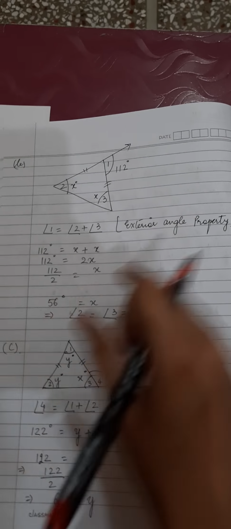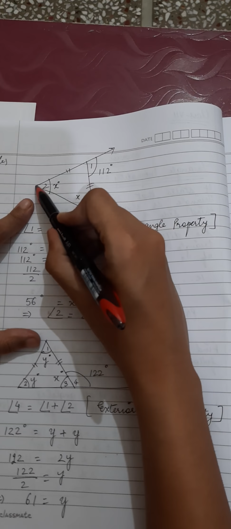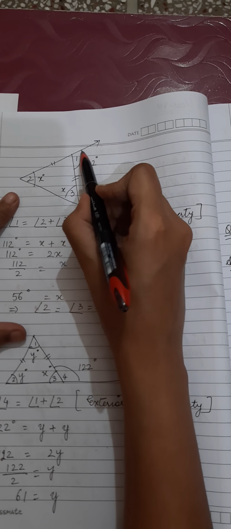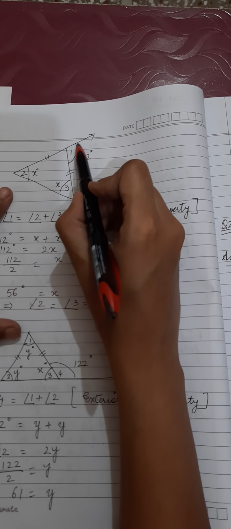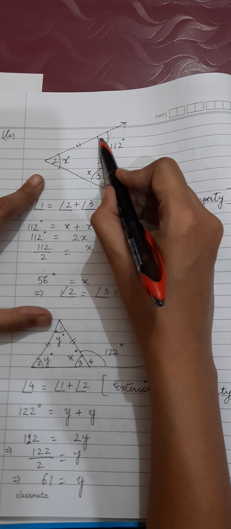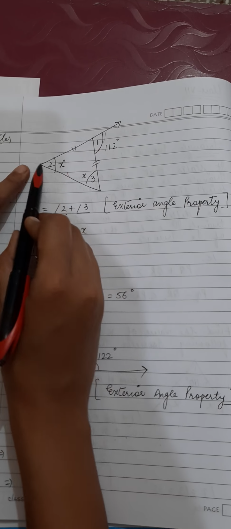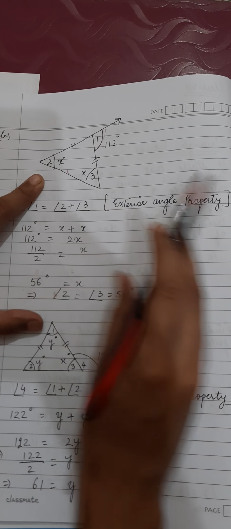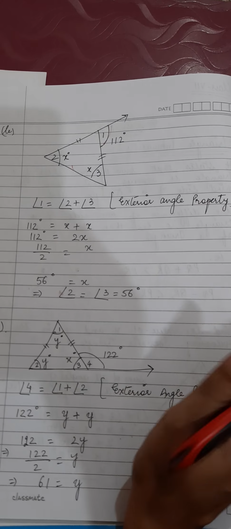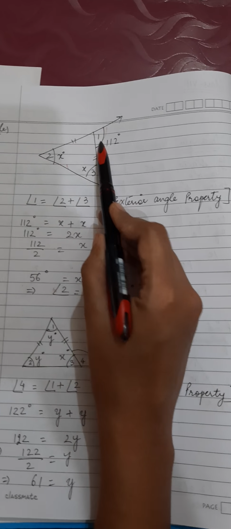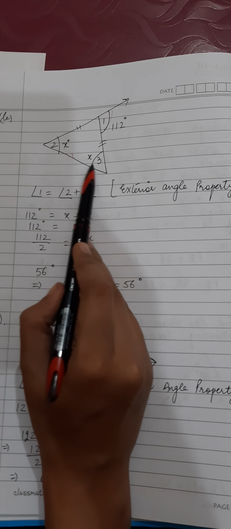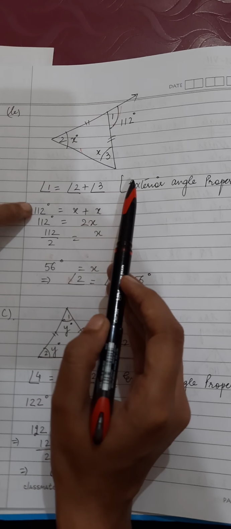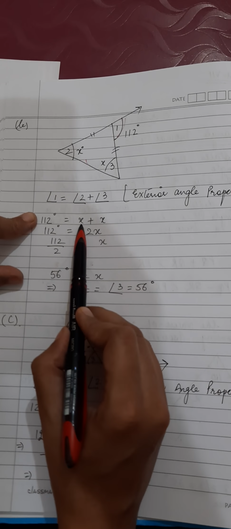In this second part, if you can see in this triangle, there is an extension of this line. And if an extension is there, you can clearly see that this is the exterior angle. Opposite to this is this line, and on this line, angle 2 and angle 3 are there. So I am going to apply the exterior angle property. It states that angle 1 is equal to the sum of angle 2 and angle 3. This is the exterior angle property. Now what is angle 1? 112. What is angle 2? X.